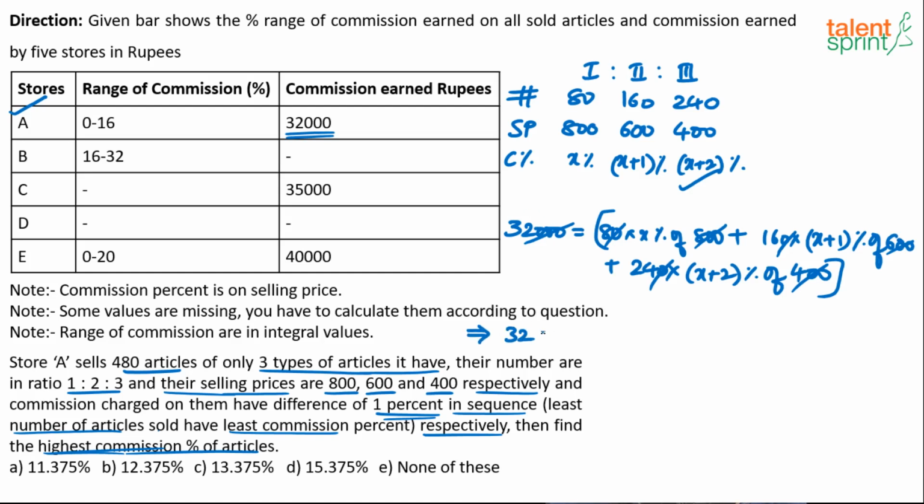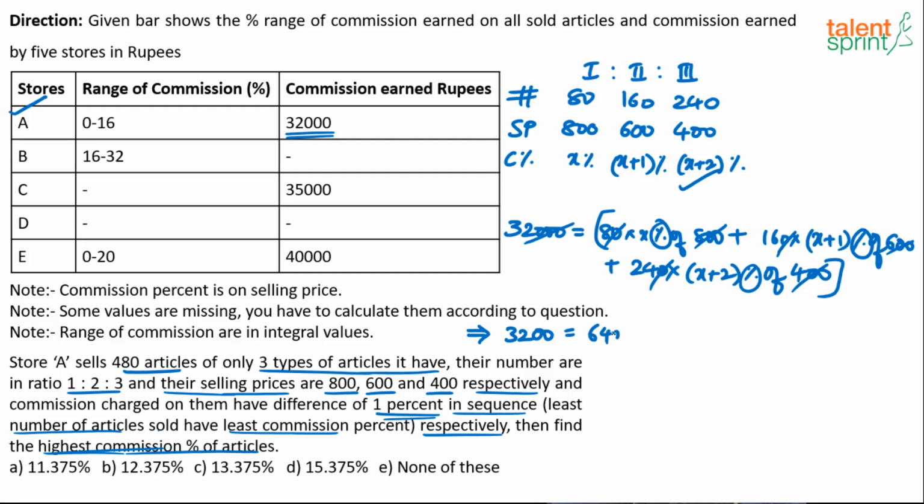We have 32 equals to, and see, percentage is there everywhere. This percentage is there everywhere, right? Percentage is by 100. So on the right hand side we have by 100, by 100, by 100. That goes on the left hand side. It becomes 3200, right? 3200 equals to 8 into x into 8.